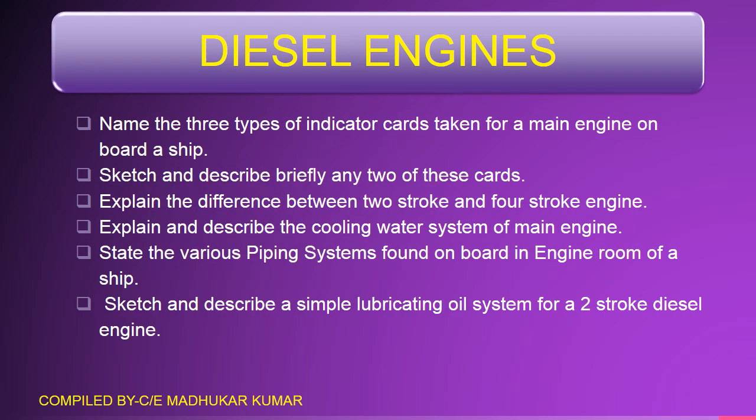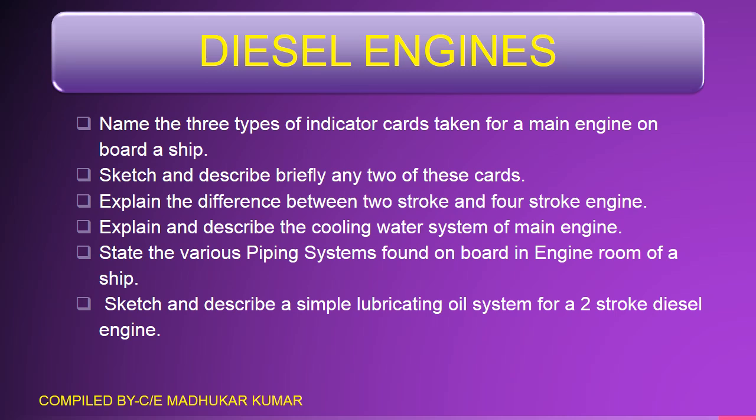Name the three types of indicator cards taken for the main engine on board ship. So there needs to be a sketch, and explain the indicator cards taken. A sketch, and describe briefly any two of these cards. Explain the difference between two-stroke and four-stroke engine. There are various differences that need to be explained.